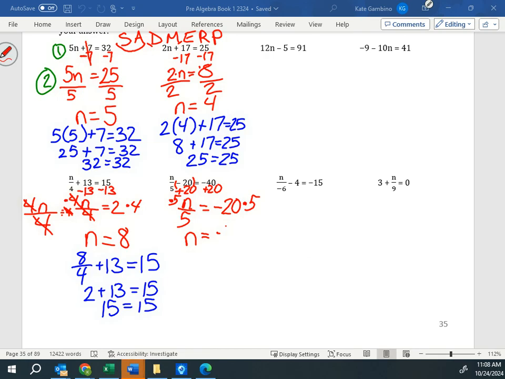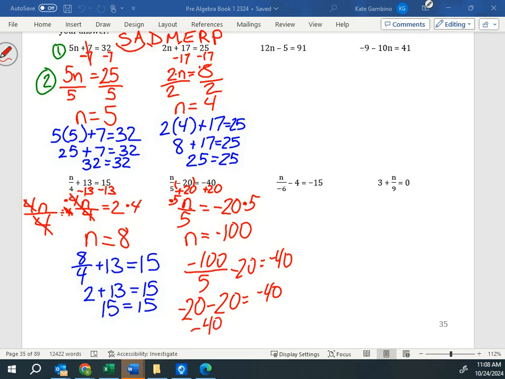So now, I'm going to put in that negative 100. Negative 100 over 5 minus 20 equals negative 40. Well, what's negative 100 divided by 5? It's negative 20. Negative 20 minus 20 equals negative 40. What is negative 20 minus 20? If I'm at negative 20 and I subtract 20 away from it, I do get negative 40.